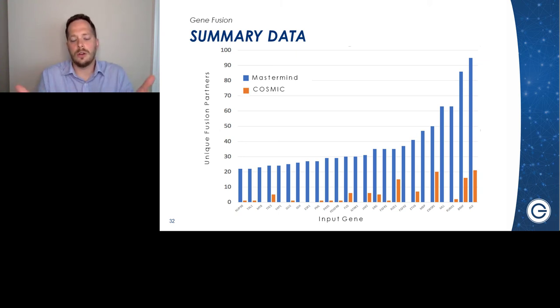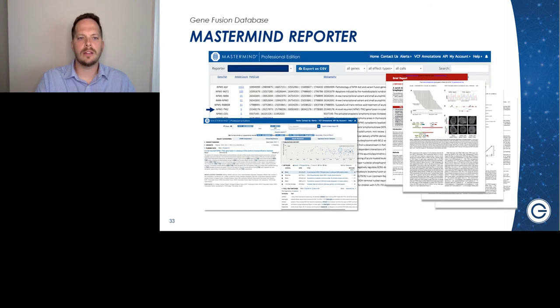And so this is the takeaway from that work, where I'm comparing in this diagram for each input gene, on the x-axis, the number of unique fusion partners that were identified by Mastermind in blue, or the prevailing manually curated database, Cosmic. And you can see how dramatically Mastermind has outstripped the number of unique fusion partners that were identified using this GLP approach.